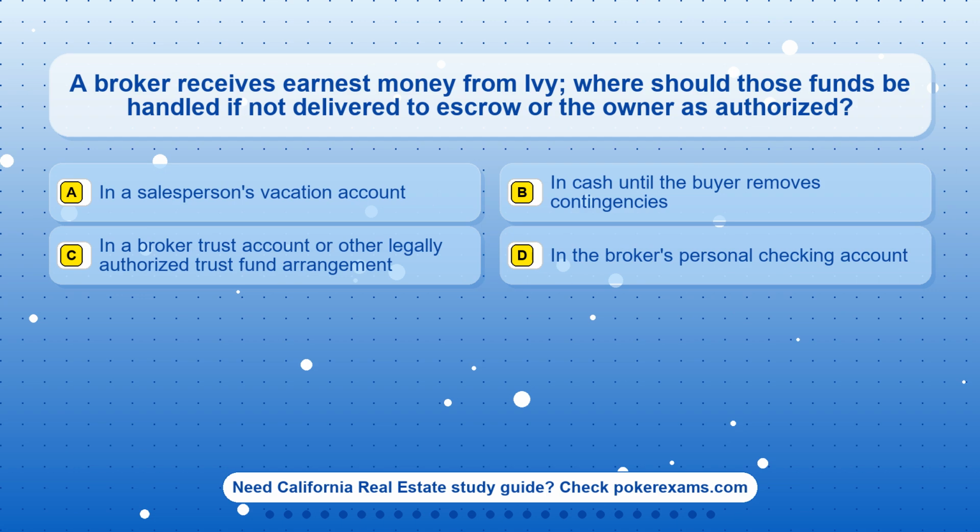Question 10. A broker receives earnest money from Ivy. Where should those funds be handled if not delivered to escrow or the owner as authorized? Option A. In a salesperson's vacation account. Option B. In cash until the buyer removes contingencies. Option C. In a broker trust account or other legally authorized trust fund arrangement. Option D. In the broker's personal checking account.